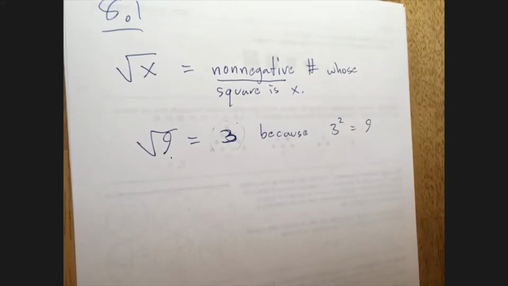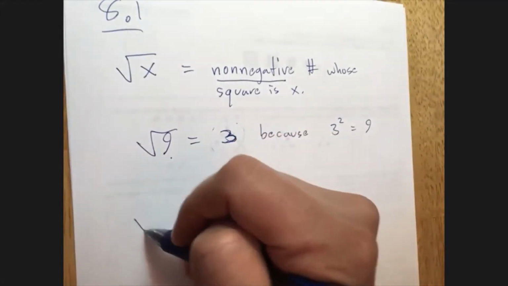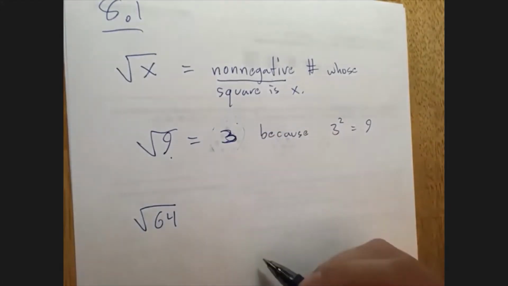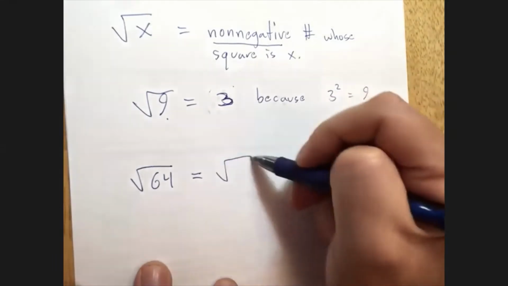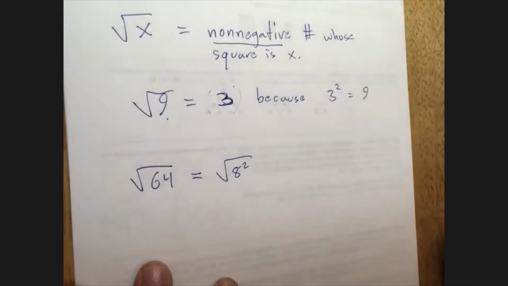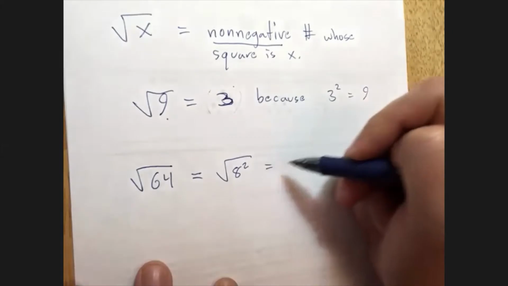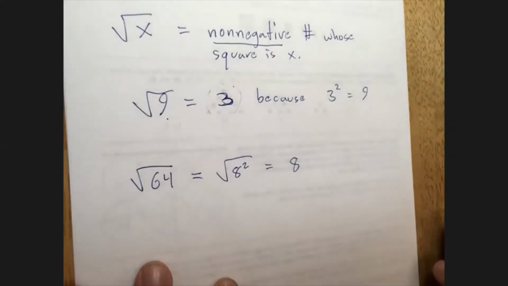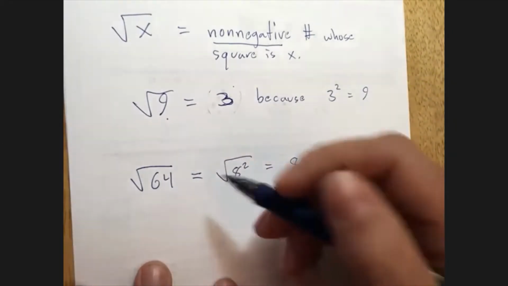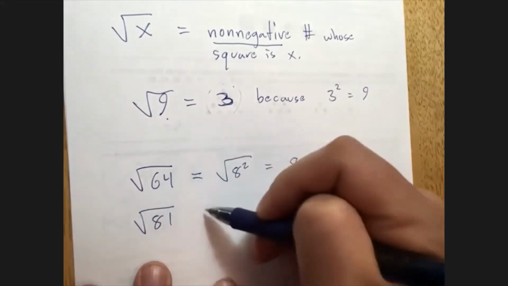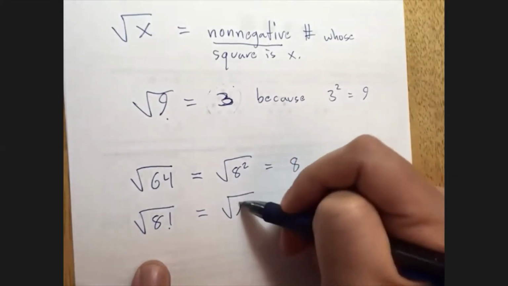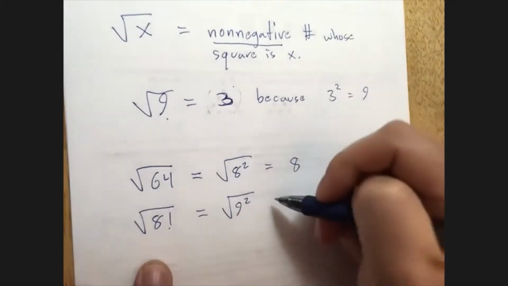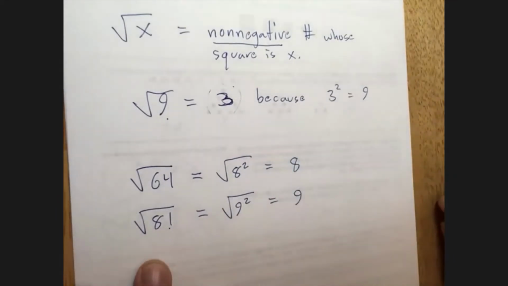So if I do something like the square root of 64, we just have to think about what number when squared gives 64. Well, 8 squared is 64. And the square root of that is therefore 8. And if I do the square root of 81, I just have to think about what number when squared gives me 81. Well, 81 is 9 squared. So therefore, the square root is 9.